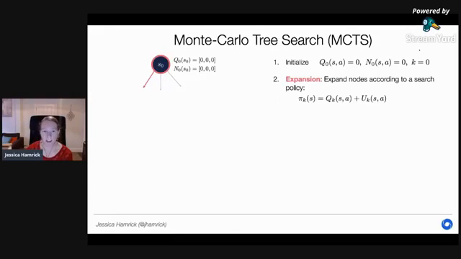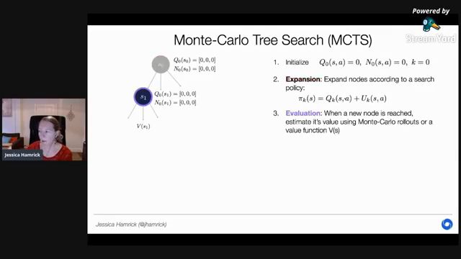Then we expand nodes according to a search policy, which is basically the Q values. So again, how good each action is, plus some exploration term. Whichever action has the highest value here, we'll select to expand in the tree. And we'll do this until we reach a new node, like this one here, that hasn't been visited before. And then we're going to estimate its value using something like a Monte-Carlo rollout or maybe a value function.